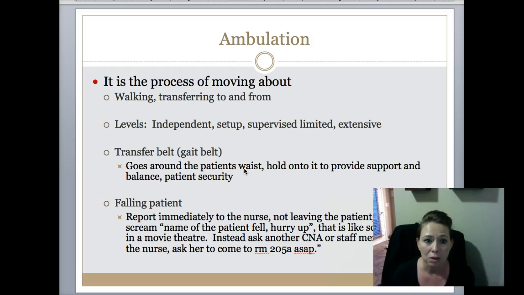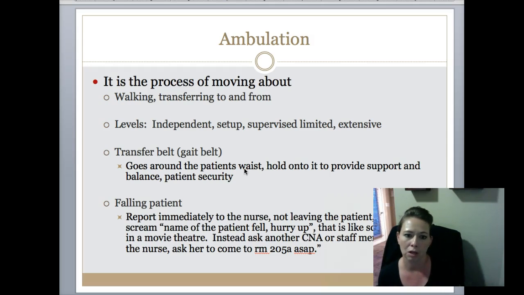There are different levels of ambulating a patient. They could be independent, set up, supervised, limited, and extensive. Again, independent means that you can tell them to go and they'll go. Setup is you might need to put their walker next to their bed or their wheelchair next to their bed. Supervised limited is a times one assist, which means one person needs to assist them at all times. And extensive is a two-person assist, or maybe a lift of some sort.